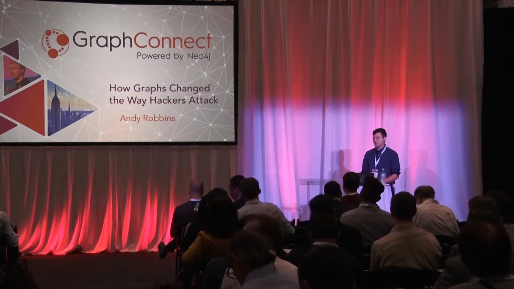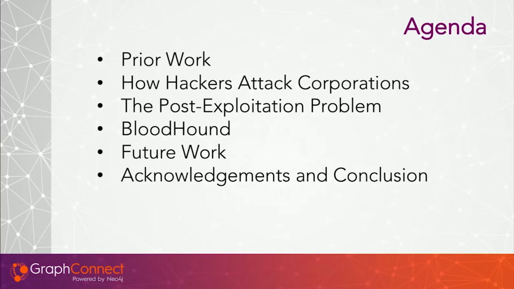So without further ado, let's get started. Here's the outline of what we're going to talk about. I'm going to acknowledge some very important prior work, and then we'll start speaking the same language as far as how attackers actually attack corporations, what that actually looks like under the hood, what that looked like before Bloodhound and what it looks like now. I'll talk about the problem that Bloodhound solved, or that graphs solve for us, namely attack graphs. I'll talk about Bloodhound itself, future work for the project, and then at the very end I've got acknowledgements for some people who have helped us out a lot, and then a conclusion for you as well.